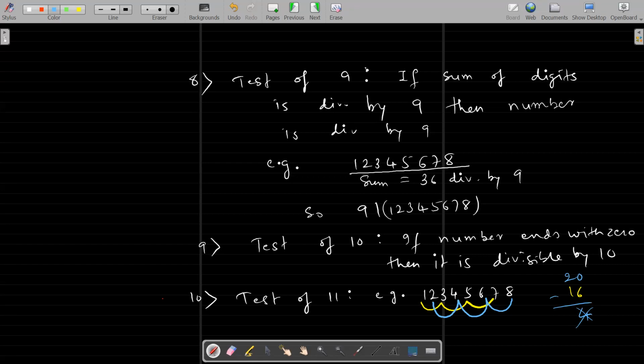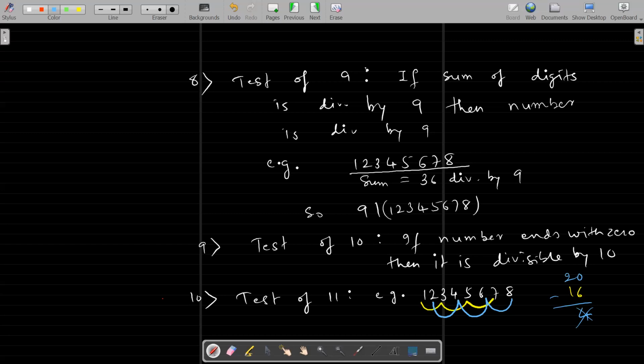Is the test clear? Yes, sir. Yeah. So we'll shift now to the problem section, based on what we have learned. Divisibility rule for the test of 7 for a 9-digit number. I have one more.